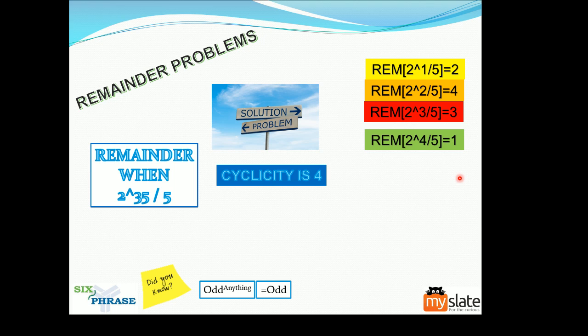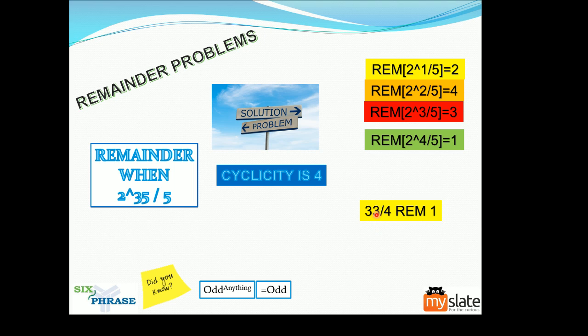Now you understood that the cyclicity here is 4. Now how do you find the remainder for 2 power 35 divided by 5? It is very simple, the last step. Let us suppose instead of 35 you had 33 as the power. Now 33 divided by 4, what is the remainder?